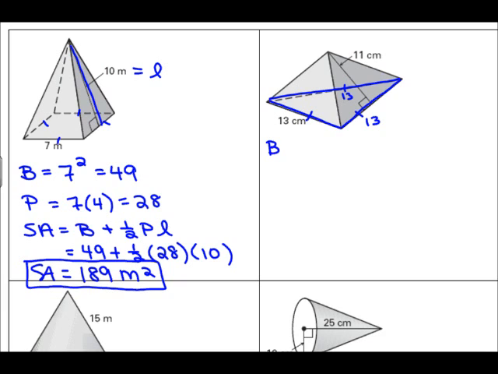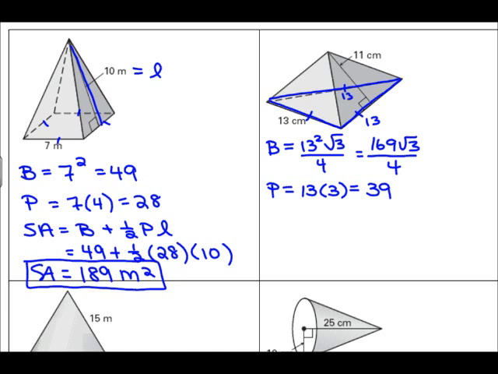Okay, so the area of our base, remember we have the special formula for equilateral triangles where we need side squared times radical 3 over 4. So when we simplify that, we get 169 radical 3 over 4. That's the area of our base. Perimeter, we have 13 for each side times 3 sides. So that's 39. And our slant height, again, that was labeled for us in the picture. Slant height along the surface, that is 11.